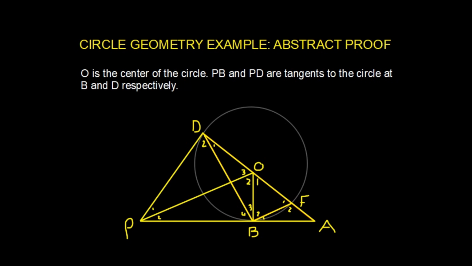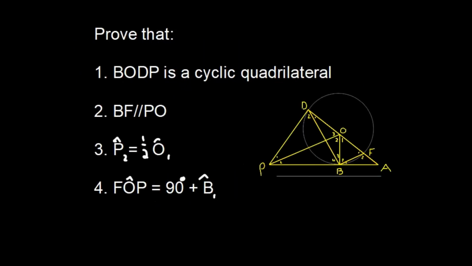Please pause this video and redraw this diagram here because we need to go through our 9 circle theorems to identify different angles so that we can approach the 4 questions at hand, being proving that BODP is a cyclic quadrilateral, BF is parallel to PO, angle P2 over here is equal to a half angle O1, and FOP, in other words, O1 and O2, is equal to 90 degrees plus angle B1. So it's quite a mouthful. If you could, please pause the video and go and redraw the diagram.